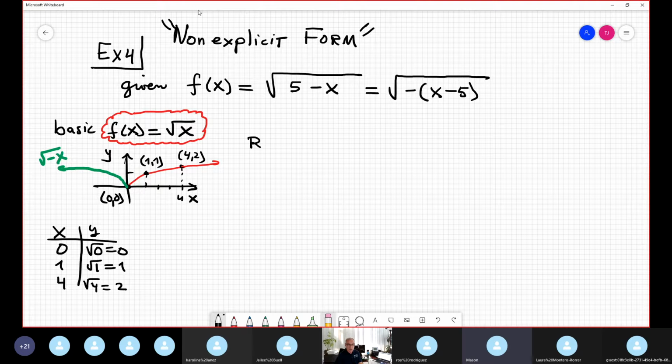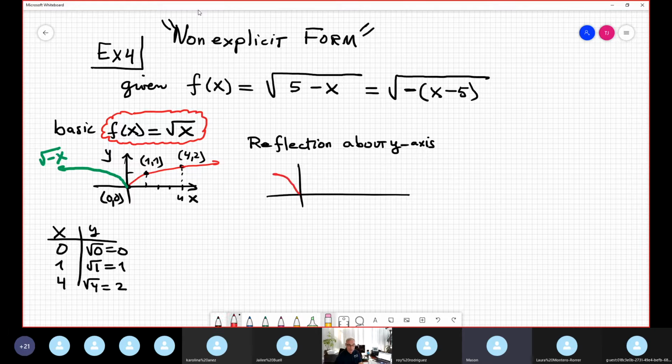one reflection about the y-axis. Because this minus here indicates to me it's a reflection. So basically, I do the graph. Let me continue using the red color. We are doing something like that.